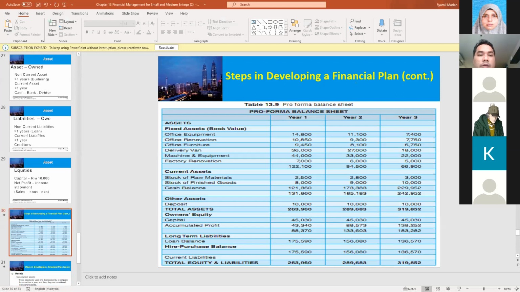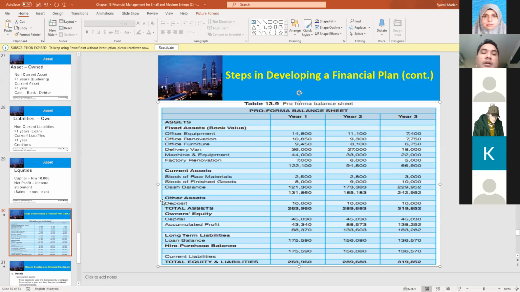Okay, so see what I told you, the fixed asset or non-current asset: office equipment, office renovation, furniture, delivery van, machine equipment, and the factory renovation. This is the thing that you use for more than 1 year. How about the current asset? See, stock and the cash balance. The cash balance comes from the cash flow statement.